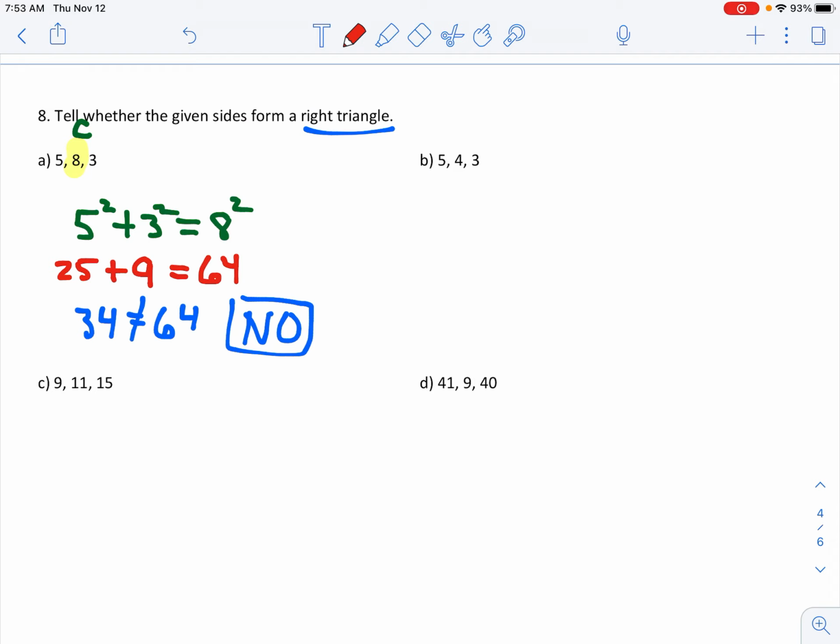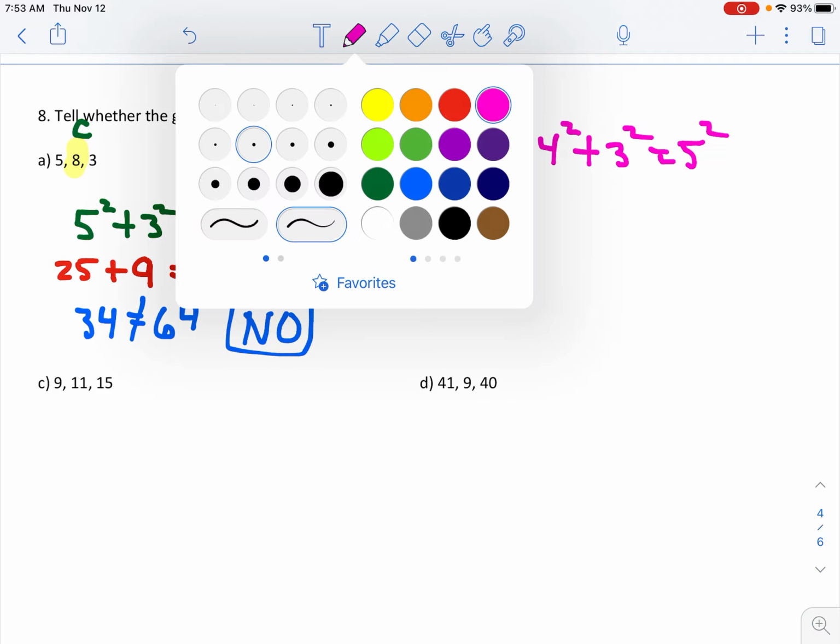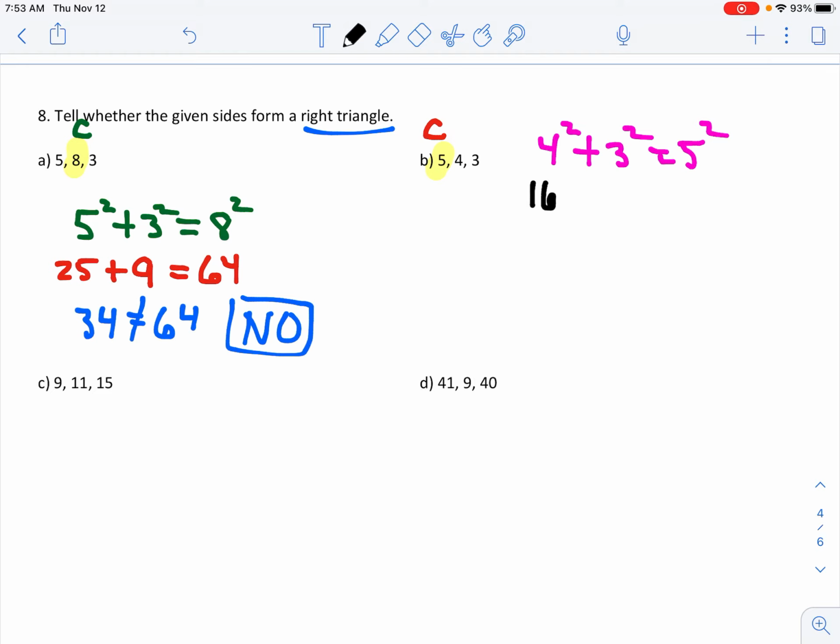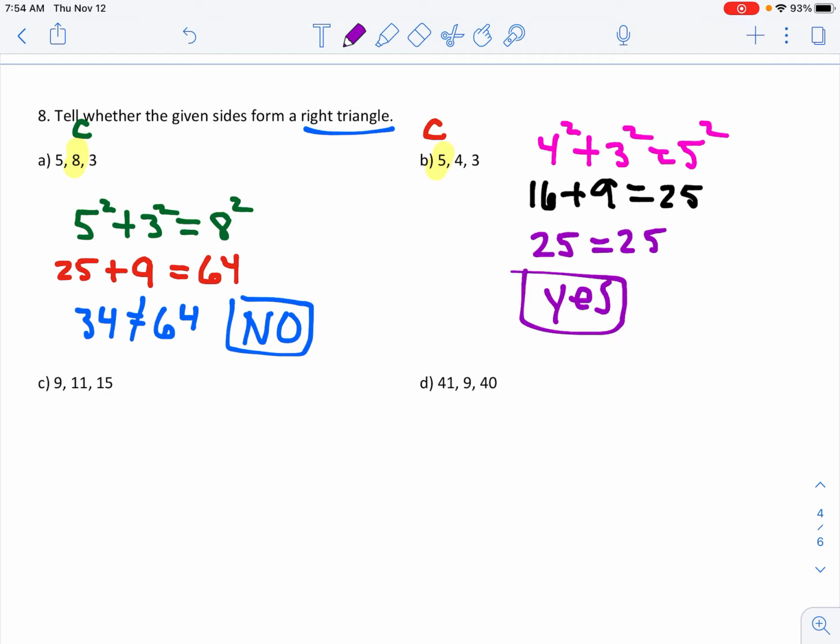All right, let's go ahead and go to letter B. Again, I'm going to highlight the highest number or the biggest number, and I know that's C. My other 2 sides have to be A and B. So 4 squared plus 3 squared should be equal to 5 squared. Well, let's clean this up and check if it's true. 4 squared is 16, 3 squared is 9, 5 squared is 25. Well, 16 plus 9 is 25, and that's equal to the 25, so this one worked, it's true. So yes, this could be a Pythagorean triple, which would be a right triangle.